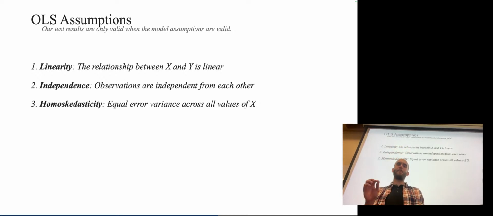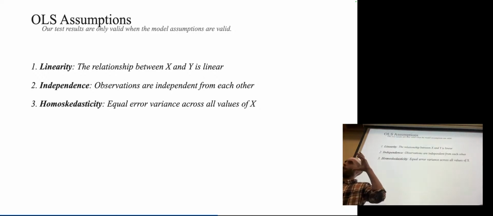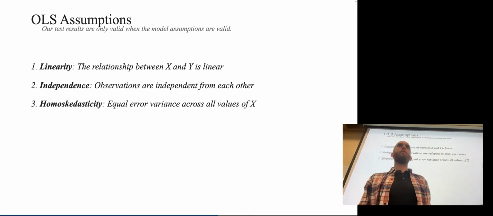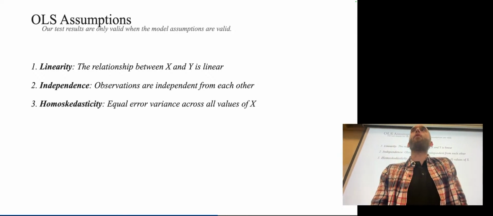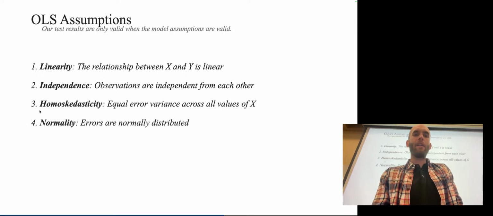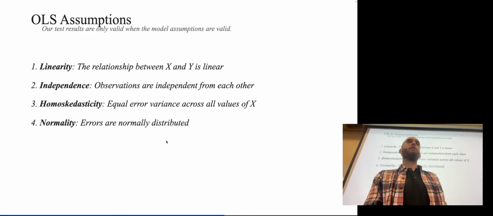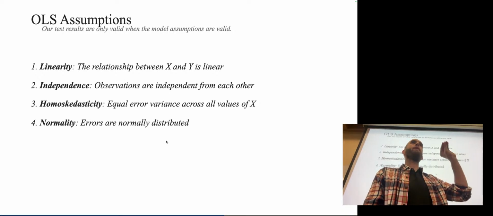Homoscedasticity is essentially the assumption that we need the variability around the model to be the same for all x values. So we can't have variability be different at different points in the data. And then normality, so we need the error term to be normally distributed. This one, I should put an asterisk here.